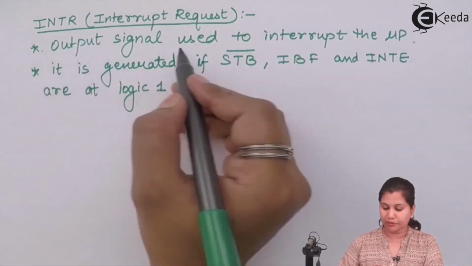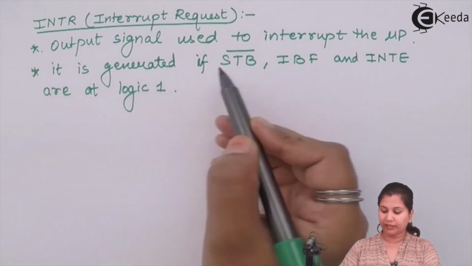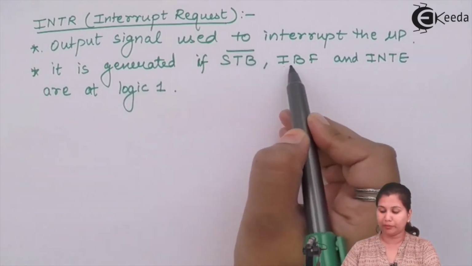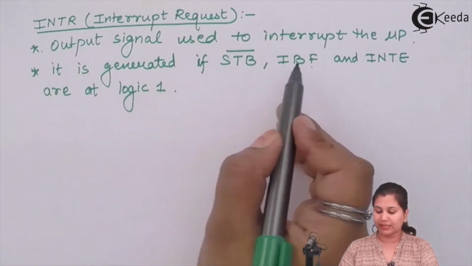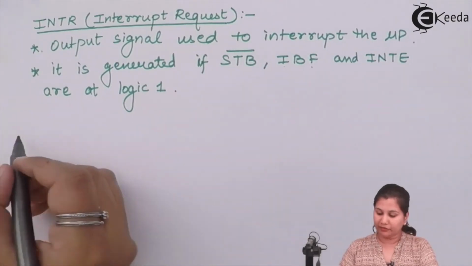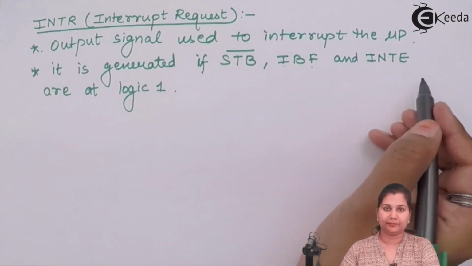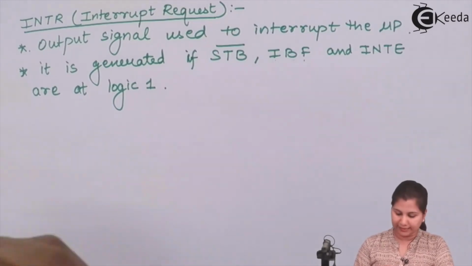This is an output signal used to interrupt the microprocessor, and this signal is generated if the strobe, input buffer full and interrupt enable, all these three signals, are at logic 1. Now the next signal we have is the interrupt enable, INTE.